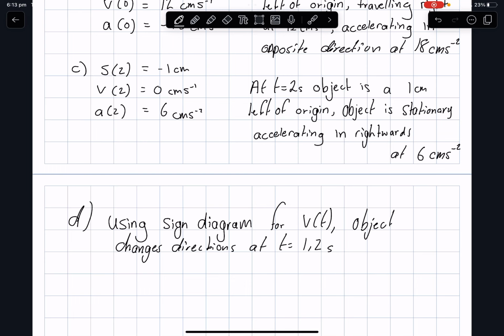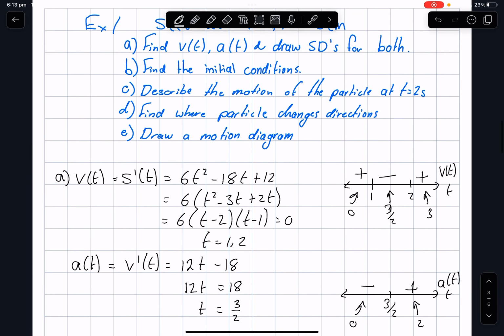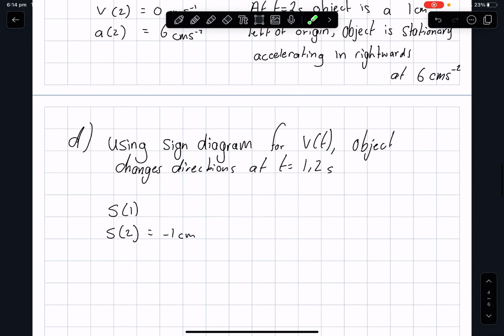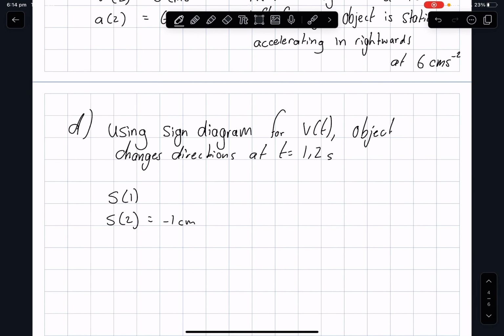But we need to know where they are at that time. So we need to find S of 1, S of 2. Now S of 2 we already found to be -1 centimeters. S of 1, if I put 1 into my displacement, 2 minus 9 is negative 7, plus 12 is positive 5, minus 5 is 0. So it's also changing directions at 0 centimeters.